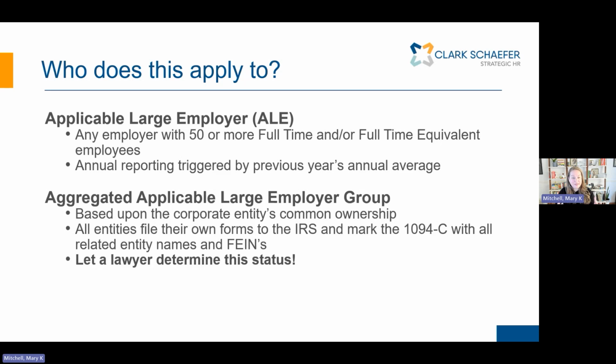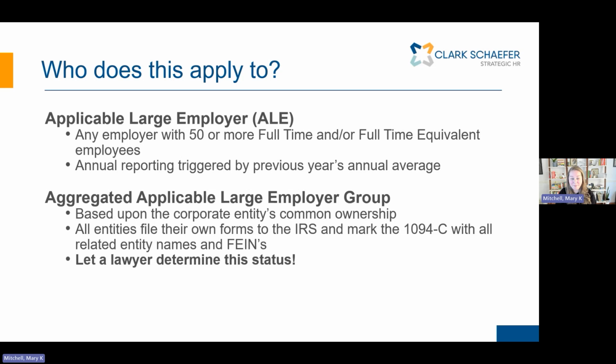Now, there is another thing called the aggregated applicable large employer group, and this is based upon the corporate entities' common ownership. So if you have a sister organization or, say, a parent umbrella organization, you could potentially fall into this aggregated applicable large employer group designation. This is something that I definitely defer to legal every time. I can help you figure out if you're an applicable large employer group, but it gets so into the minutia of contracts and legal details that I always recommend pulling in a lawyer to determine if you have reached an aggregated status.